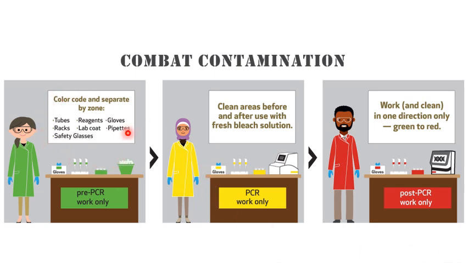For example, here, the lab coat, the pipettes, the gloves even, the safety glasses have to be specified for certain stages. The benches or the surfaces where you will work have to be contamination free. You have to clean with bleach, as we said, then you have to decontaminate with the 70% alcohol, so you make sure that you are just preparing the required DNA template and it's not contaminated. And it should be in one direction, starting from the green, as you see the arrows, and ending with the red unit.